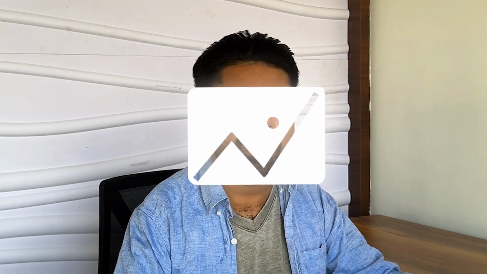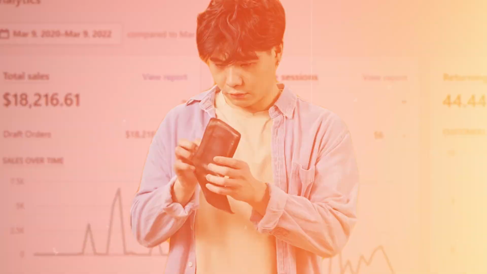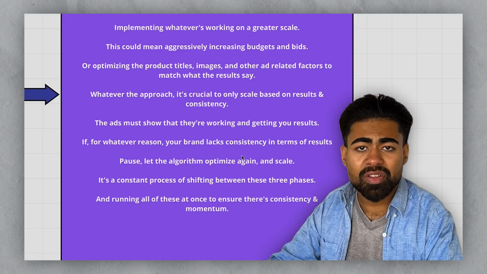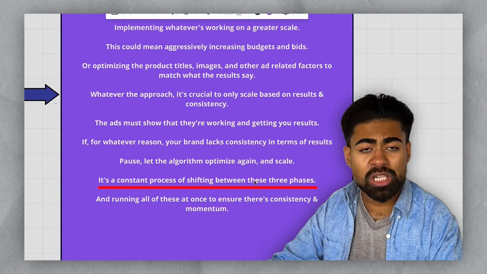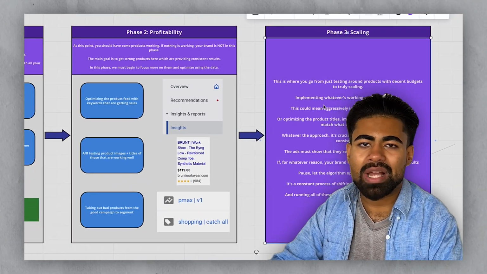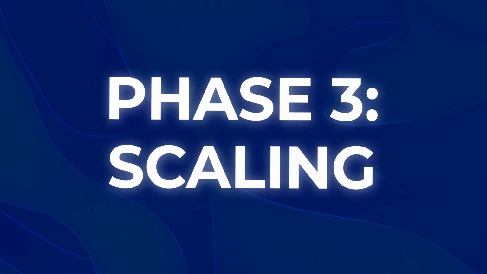Because if the campaigns become de-optimized and you force your way into scaling, it's just going to lead your campaigns down the wrong rabbit hole and you're going to be unprofitable at the end. So ensure that you let the algorithm optimize before you truly start scaling, because at the end of the day, it's a constant process of shifting between these three phases. It's never going to be where you're at phase 3 and that's the finish line and you can just continue easily scaling up and up. Sometimes you start scaling up, then something breaks and you jump back down to phase 1, then you go back up to phase 2, and so on and so forth.